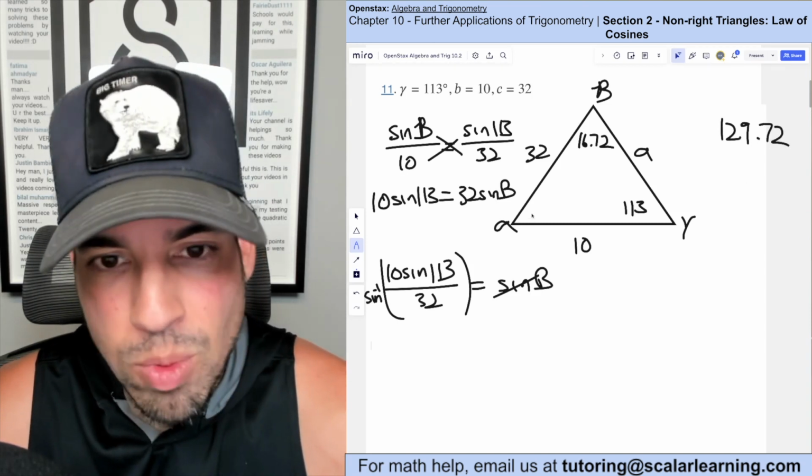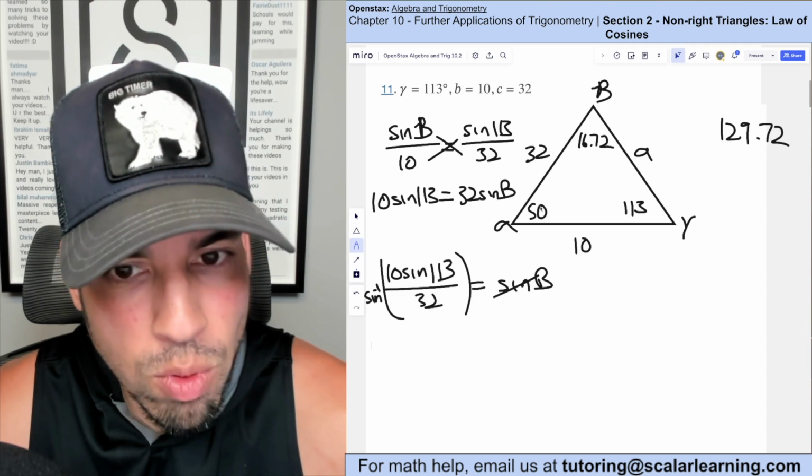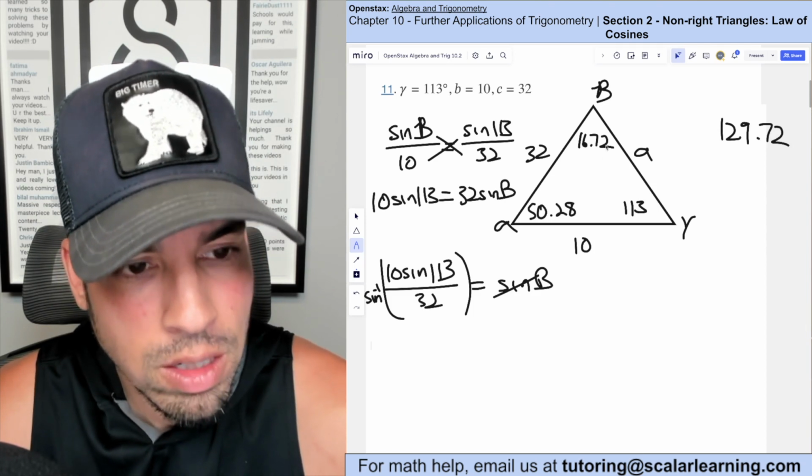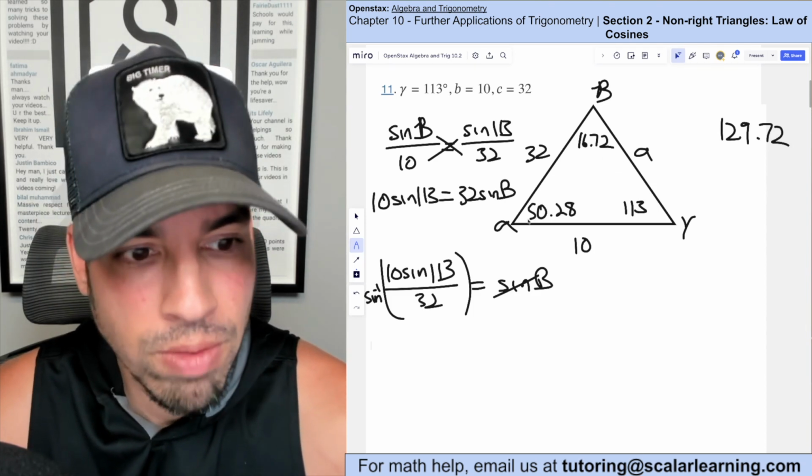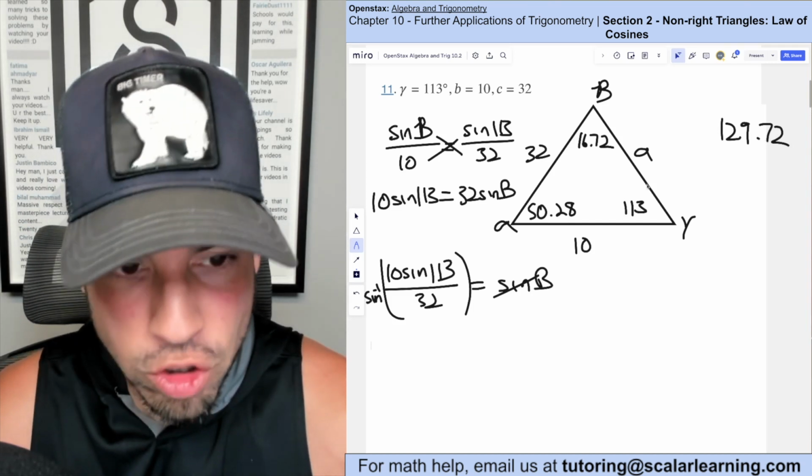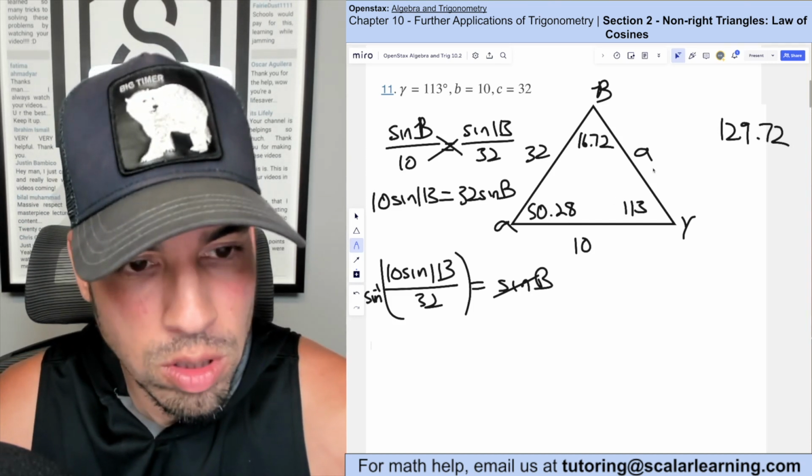That means this one has to be 50.28 because these three together have to add up to 180. 50.28 plus this is 180. Now we can use law of cosines.